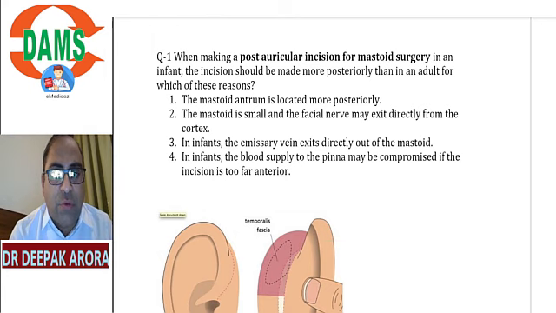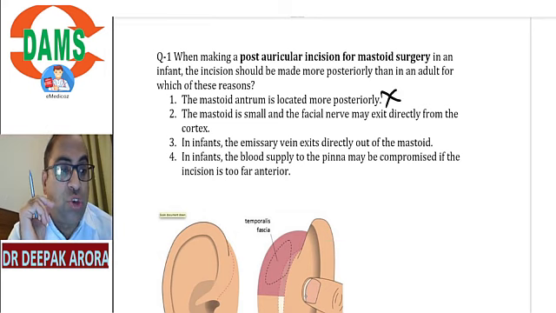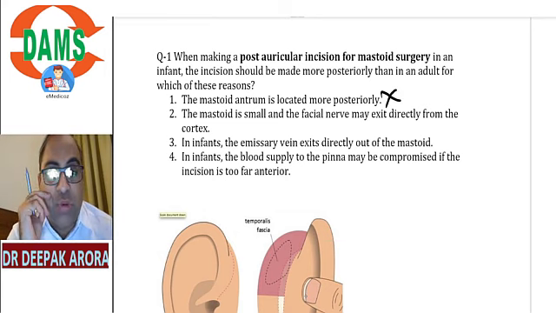Mastoid antrum is located more posteriorly. If it is located more posteriorly, we should not extend the incision. Our incision should be more anterior. It means option A is a false statement.